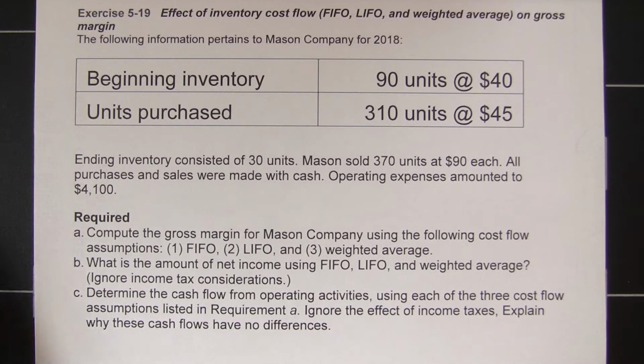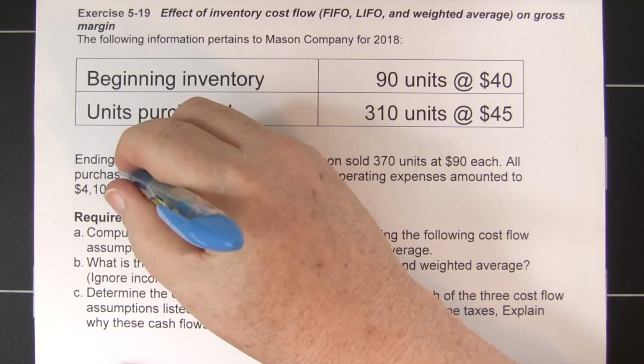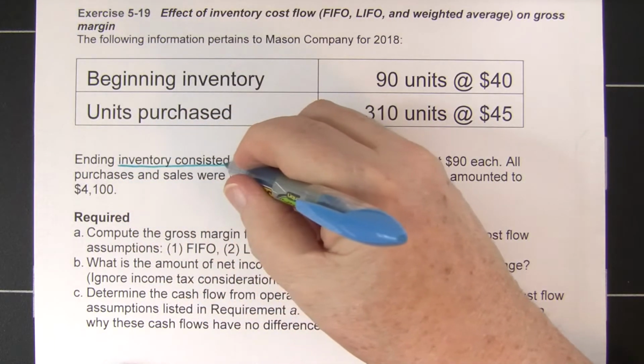Chapter 5, Problem 6. This problem's a little long, but again, as we've seen time and time again, it's mostly the accounting babble that we have to get through. I need to draw your attention to a couple things.